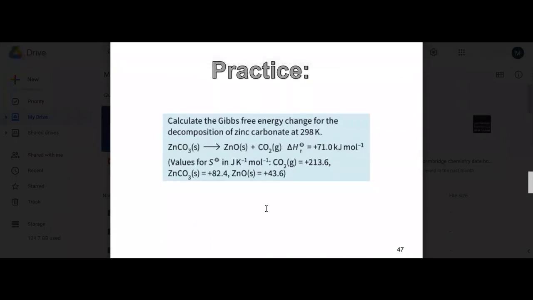So now let's see this question. Zinc carbonate decomposes to form zinc oxide and carbon dioxide. The delta H for this reaction is positive 71, and the entropy values for each substance are these. Now please calculate the Gibbs free energy change at this condition.